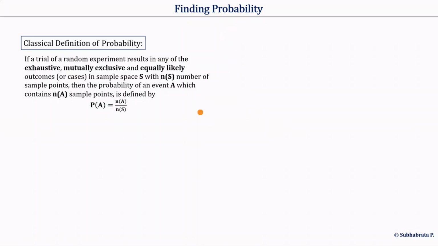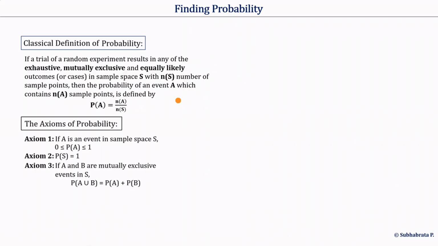In the previous video, we saw how we can calculate probability using the classical definition of probability, and we were introduced to these three axioms of probability. Let's find probability in specific cases.